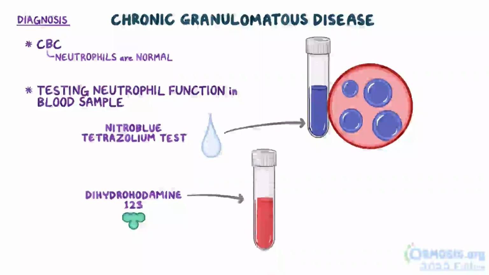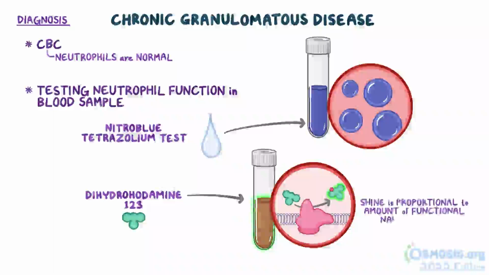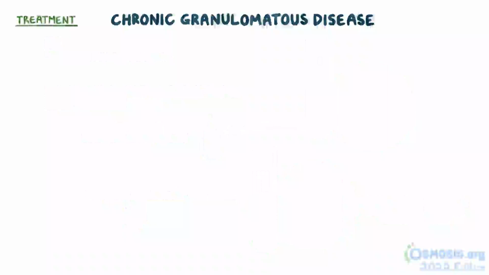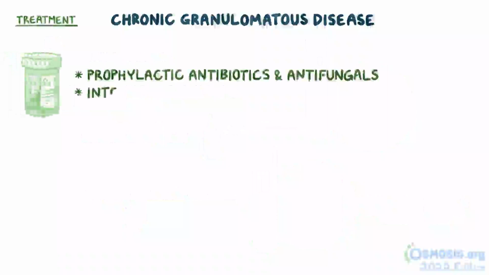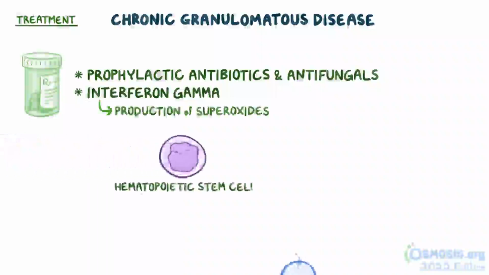blood sample. If levels of NADPH oxidase are normal, then the enzyme will oxidize dihydrorhodamine 1,2,3, causing it to fluoresce or shine. How much or how little it shines is directly proportional to the amount of functional NADPH oxidase. Supportive treatment of chronic granulomatous disease involves prophylactic antibiotics and antifungals, as well as interferon gamma, which can be given because it stimulates the production of superoxide in phagocytes. Once again, the only curative treatment is a hematopoietic stem cell transplantation.